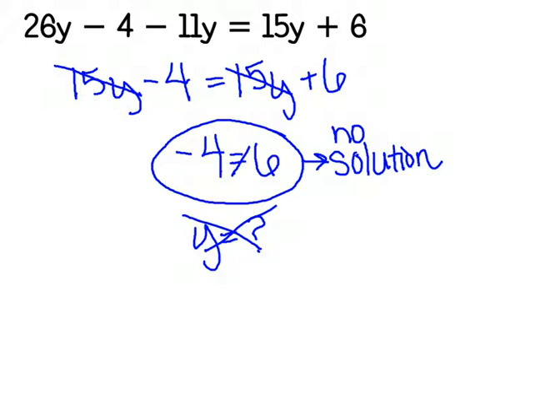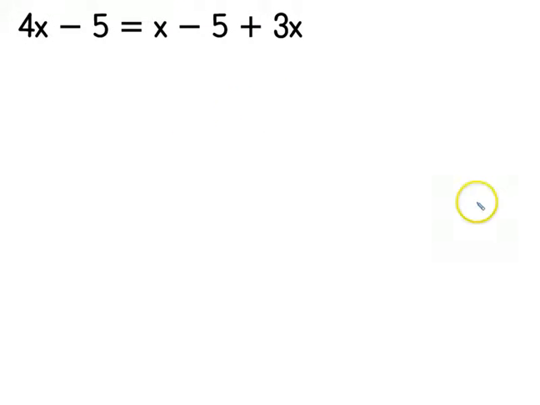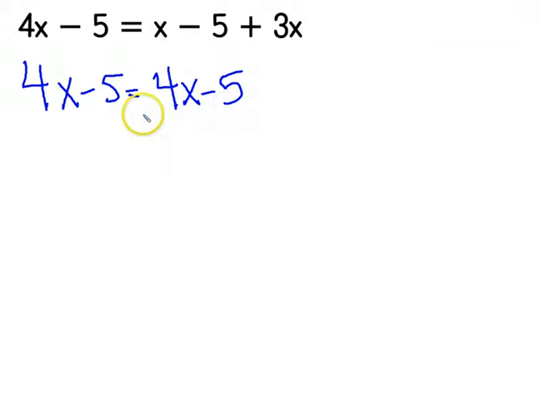Let's look at one more type of solution. So we're going to go ahead and solve this just like we always do. Got a 4x minus 5 over here. We've got an x, a negative 5 units, and a 3x, so that's 4x, and then negative 5 units. So we have the same thing on both sides, meaning that all of this cancels out. 4x is balanced, they cancel out. Negative 5 is balanced, they cancel out. We're left with 0 equals 0.